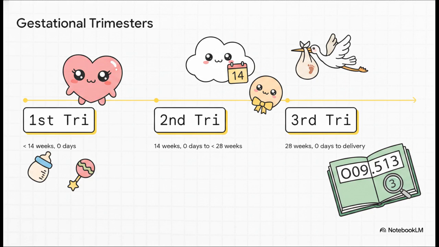Every single one of these codes includes a specific character, usually the fifth or sixth one, to denote this exact trimester. For instance, if you spot a code like O09.513, that little 3 at the very end tells us for sure we're in the third trimester.